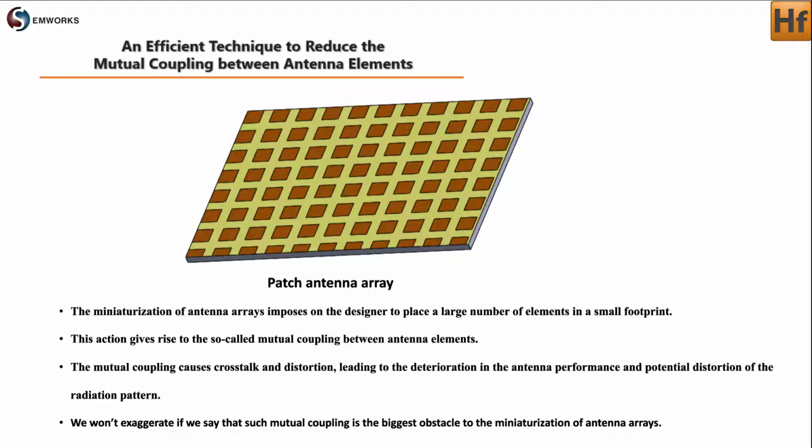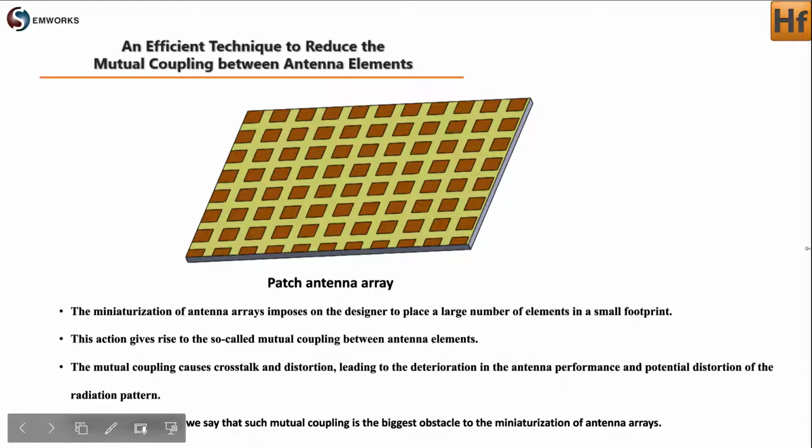The miniaturization of antenna arrays imposes on the designer to place a large number of elements in a small footprint. This action gives rise to the so-called mutual coupling between antenna elements. The mutual coupling causes crosstalk and distortion, leading to the deterioration in the antenna performance and potential distortion of the radiation pattern.